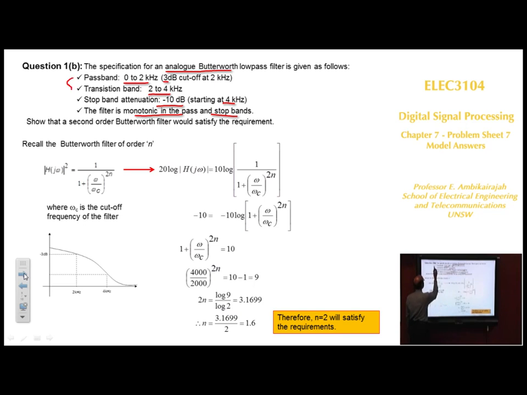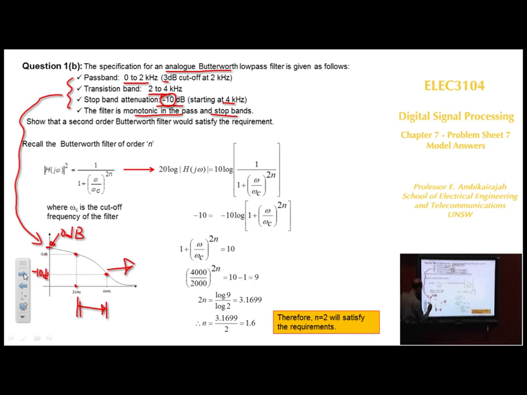So if you translate these into a response, it will look like this. That position is 1, or 0 dB in terms of dB, and the -3 dB cutoff cuts at 2 kilohertz. This is your transition band from there to there. The stop band is from here onwards. At 4 kilohertz, it says -10 dB, so you put in -10 dB here. Now we're going to design the filter.